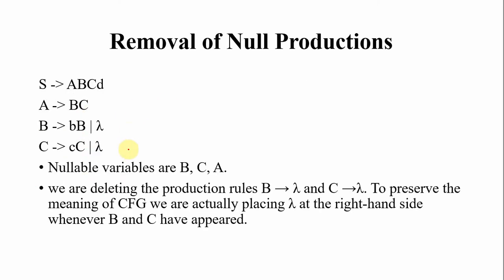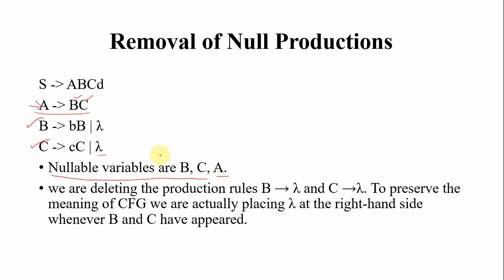Here we go. The first and foremost thing in the removal of null production is the identification of nullable variables. B is nullable, yes, we know, because it has a lambda production, B gives lambda. C is also nullable because it can be replaced with lambda. But A can also become lambda indirectly. If B is lambda and C is lambda, A is going to generate lambda. So A is also nullable. So we have identified the nullable variables.